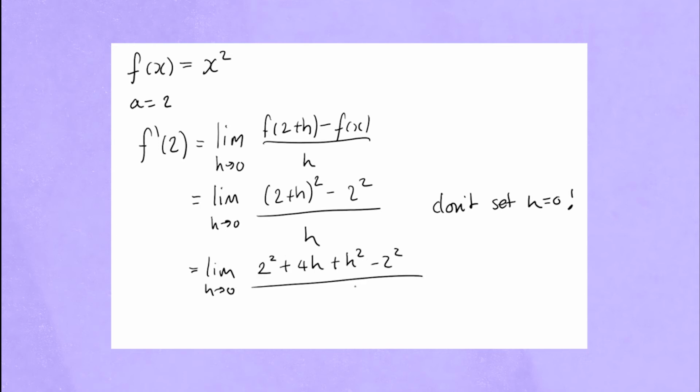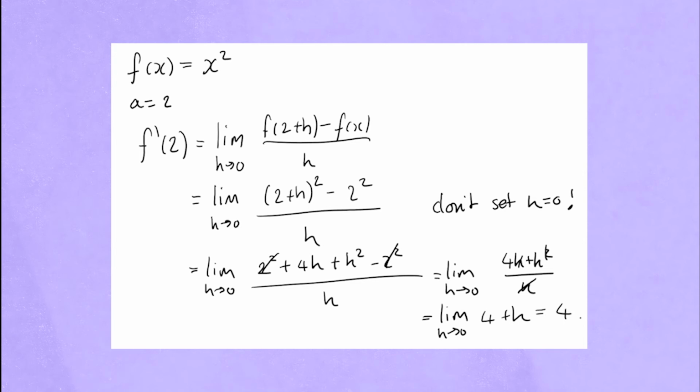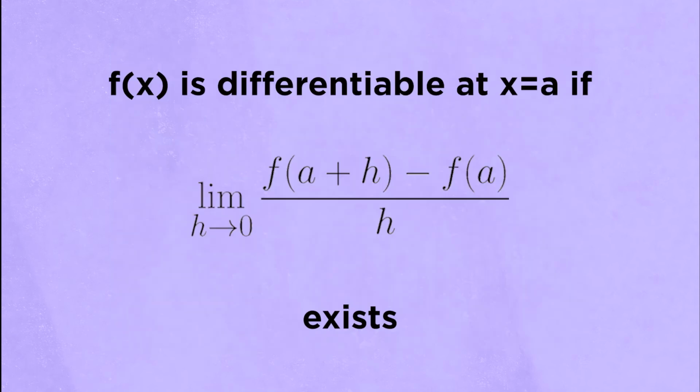Instead, we multiply out the squares in the numerator and see that the 4's cancel. Now, everything in the expression has a factor of h, so we cancel this to get the limit as h approaches 0 of 4 plus h, which is 4. So the slope of x squared at x equals 2 is 4. So we showed that our limit exists, and we even found its value. When the limit in the definition of the derivative exists at a point, we call the function differentiable at that point.